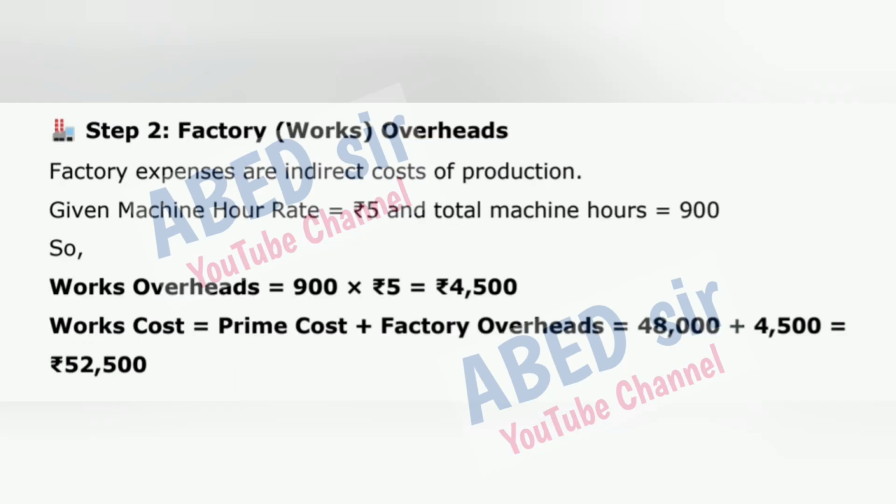Step 2. Factory, works, overheads. Factory expenses are indirect costs of production. Given machine hour rate equals 5 rupees and total machine hours equals 900. So, works overheads equals 900 times 5 rupees equals 4,500 rupees. Works cost is equal to prime cost plus factory overheads, equals 48,000 plus 4,500, equals 52,500 rupees.